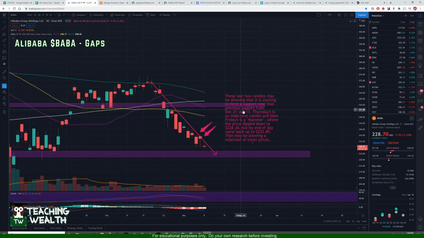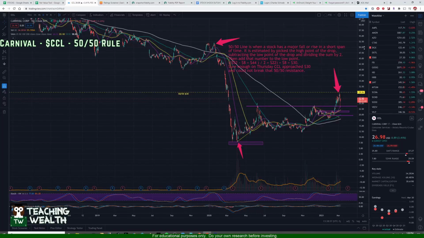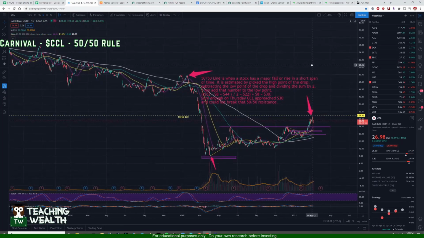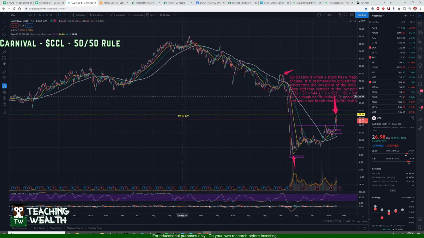You want my prediction? To me, that's the most likely thing that's going to happen to BABA. So we also did a long lesson today on 50/50s and in particular CCL. If you guys want to pull up CCL's chart, this is about 2 years out.